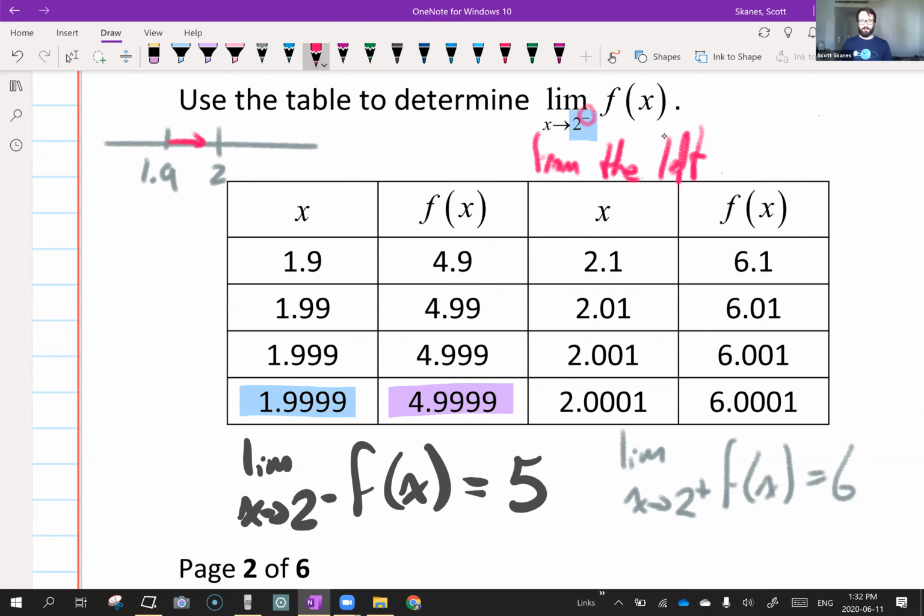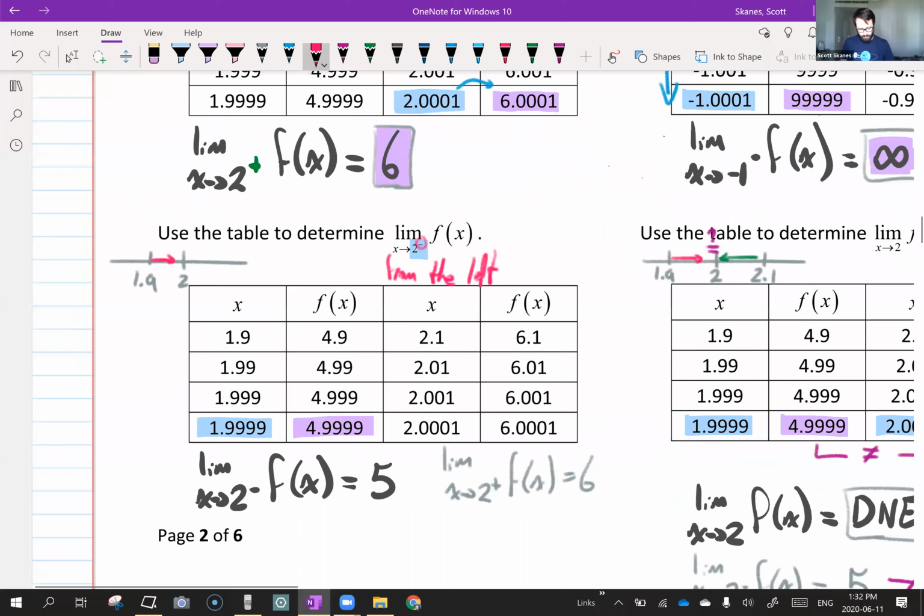It makes a huge difference. If it says from the left, look at the left side. If it says from the right, look at the right side. If it says just the number, you look at both sides and tell me if they're equal or not. That's the big idea. That's the main concept, the big picture.